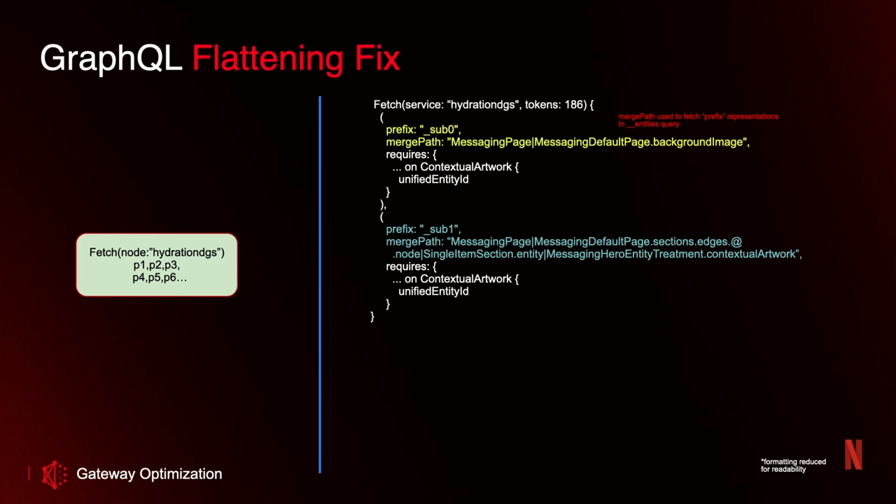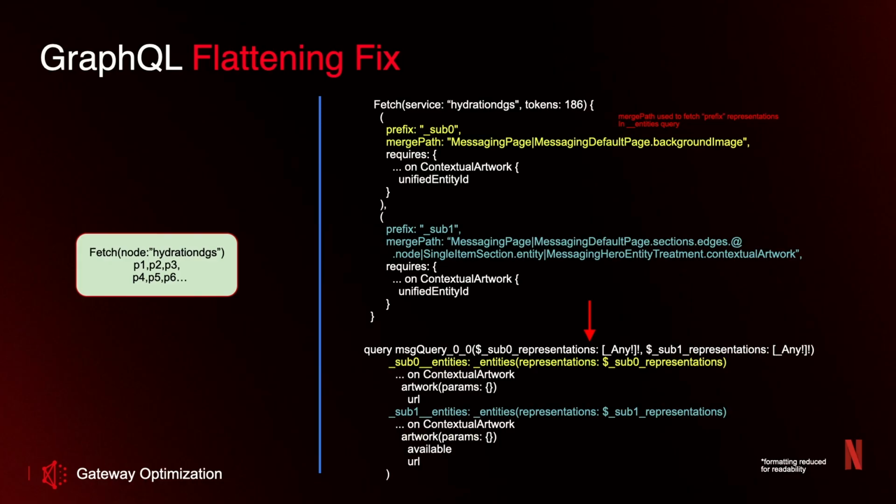So what the query pointer is going to do is it's going to have a prefix for all of the entities queries coming up, as well as a merge path for where to fetch the representations. Then on the query side to the actual DGS, it will look something like this.